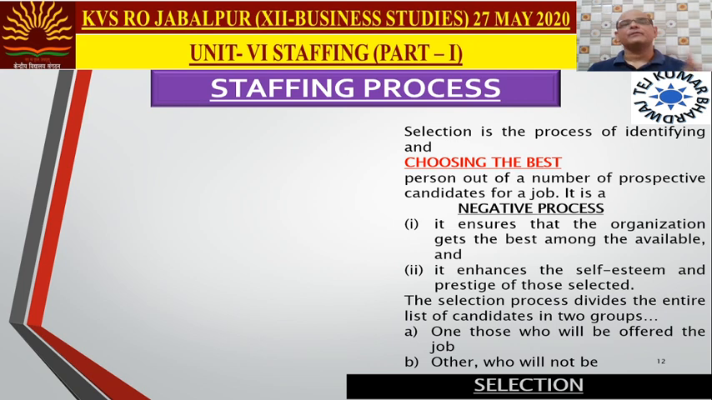Because at every step of the selection process we try to reduce the number of applicants so that we may reach to a number of finding the most suitable person for the job. It ensures that the organization gets best among the available, and it also enhances the self-esteem and prestige of those selected. दोनों ही बातें सच हैं. At one time it is ensuring that the organization is getting the best person. यहाँ organization का फायदा है that it is getting the best suitable person for the appropriate job. At the same time the employee is also motivated.